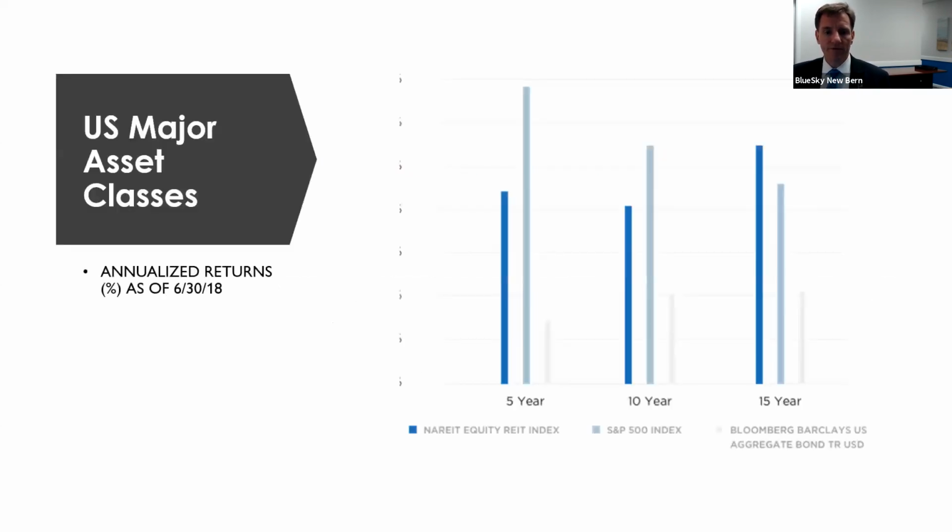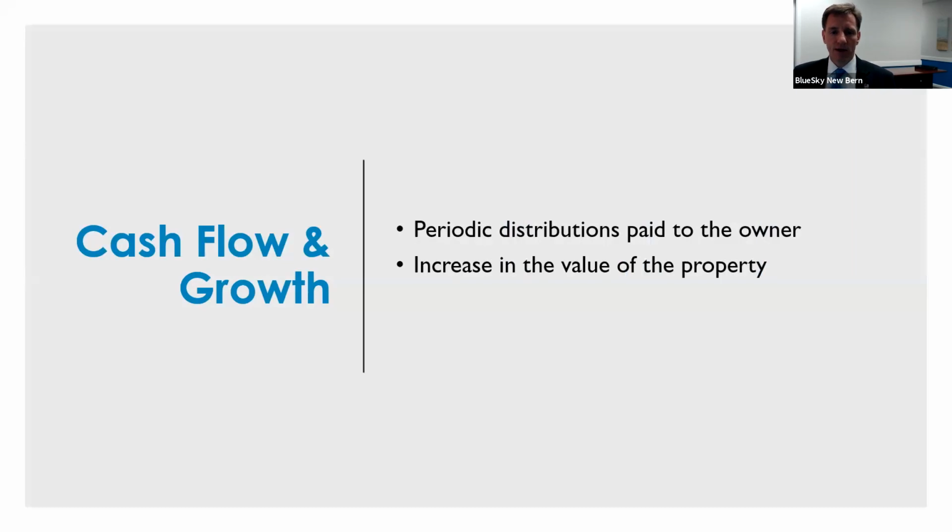A little bit simpler graph here. I just have US stocks, US bonds, and the NA REIT equity index. And you can see over 15 years, the dark blue line here, the REIT index outperforming the other asset classes. Of course, just about everything has underperformed the S&P 500 the past several years. That's not always the case, but certainly if you're looking at the bond market, REITs offer a very attractive return over bonds.